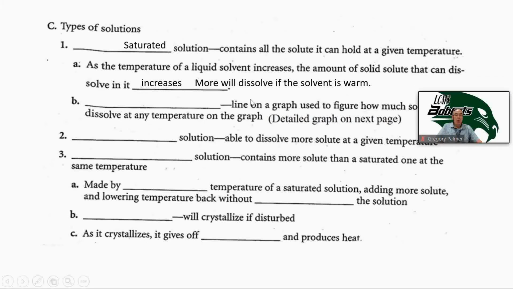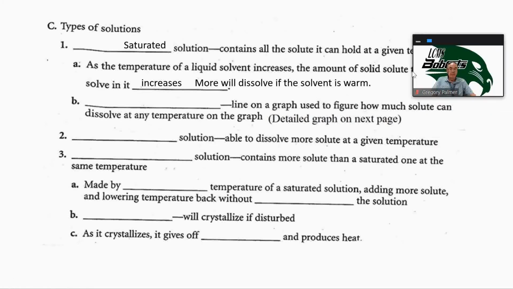Those saturation points are shown on a graph that's called a solubility curve. And there's a detailed graph on the next page that we're going to take a look at. And that's a line graph that shows how much solute will dissolve at any given temperature. So remember, the amount that will dissolve changes, and it increases as the temperature increases. If we have not got to the point of saturation, the solution is said to be unsaturated. That means that we can still dissolve more in it.